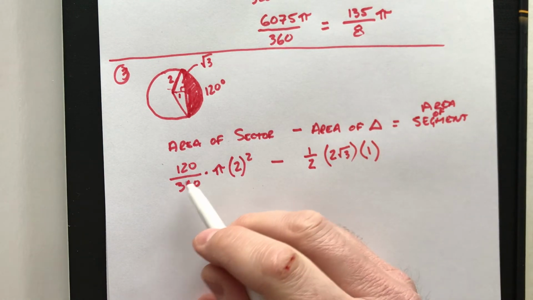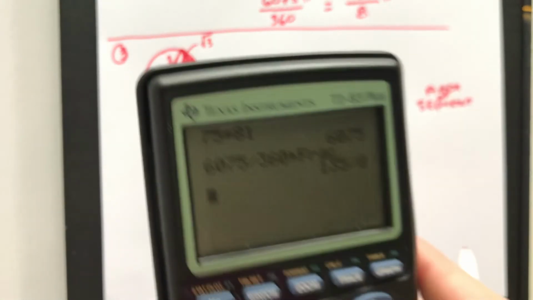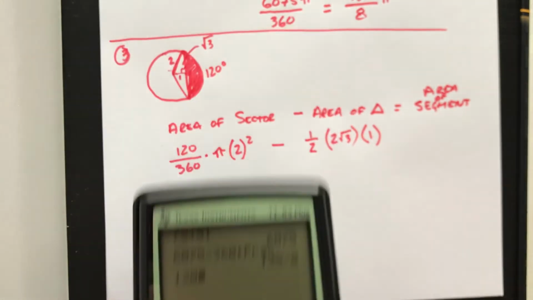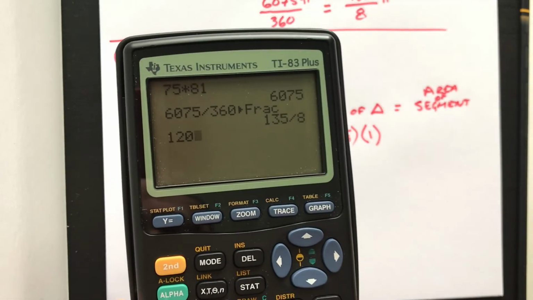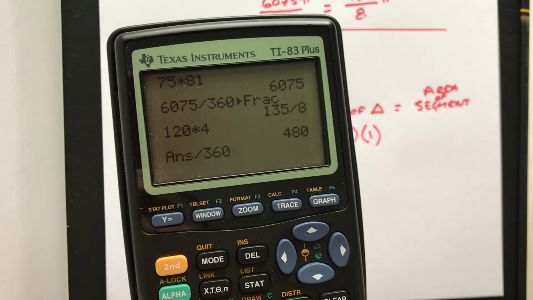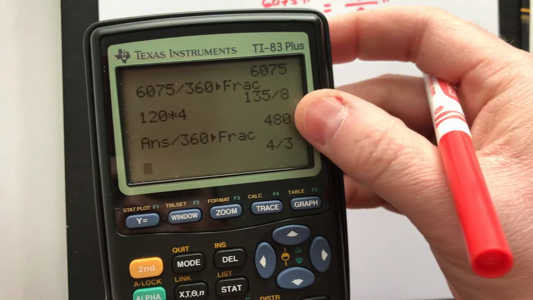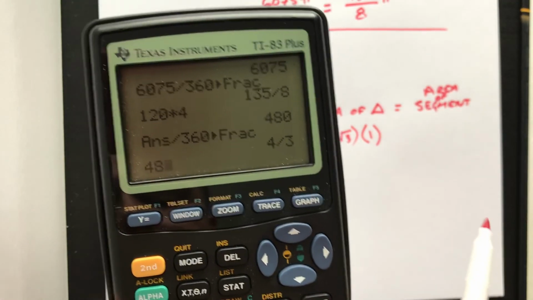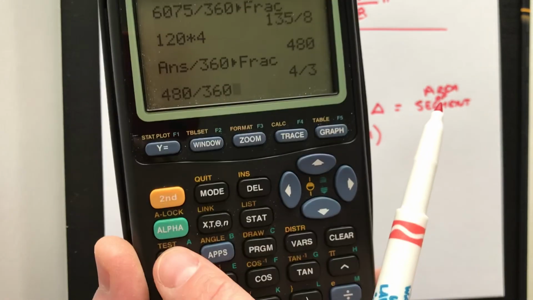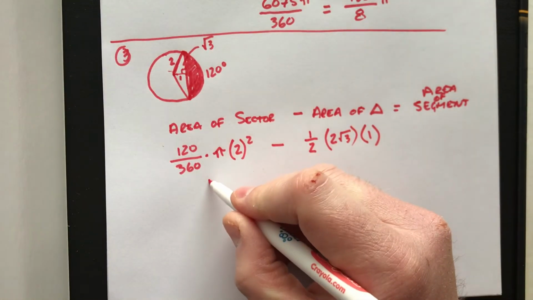So let's reduce this. We have 120 times 4. Remember, it's 2 squared times 4. We divide by 360, and I'm going to reduce that fraction. That's 4/3. So 480 divided by 360. Let me do that again: 480 divided by 360. Push the math button, frac. 4/3.